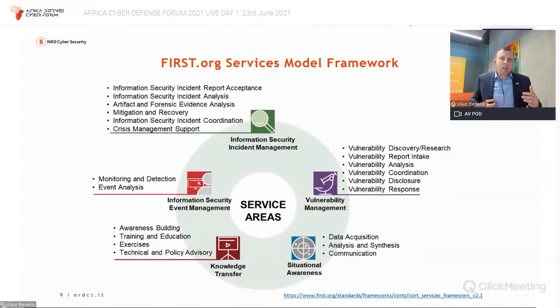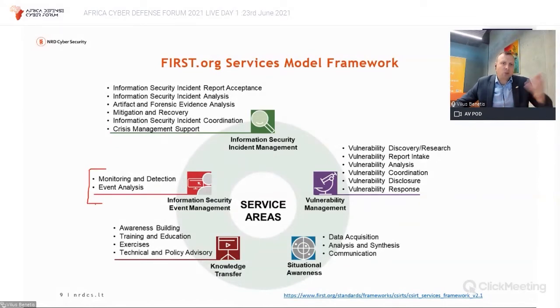ITIL works as a service catalog, and then the particular SLAs and so on. So the map is what kinds of services can be delivered by a SOC or CSIRT. There's an 80-page document, the FIRST.org Services Framework, version 2.1. There's a link below, and you're going to have the slides. There are 5 areas where such teams work. You are not obliged to take everything. It's according to the mandate issued by the governance body, by the board, by the CISO, by the policy of the country.